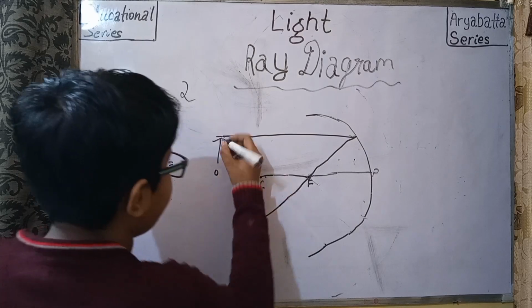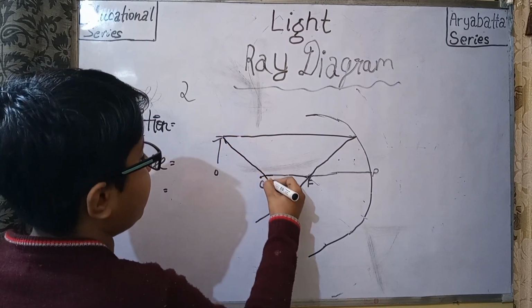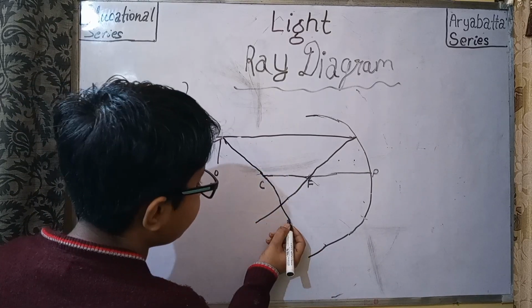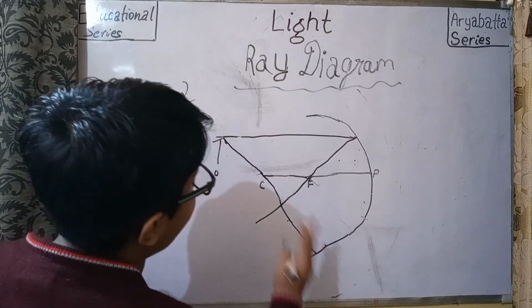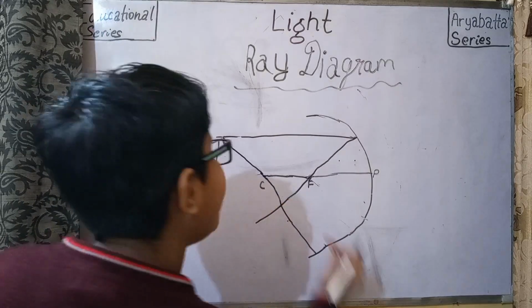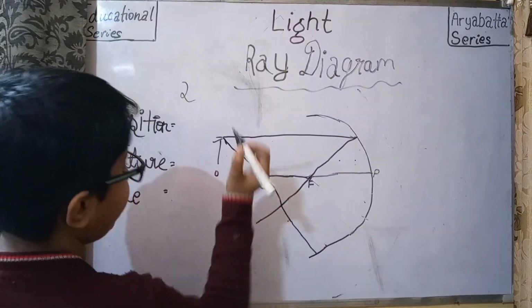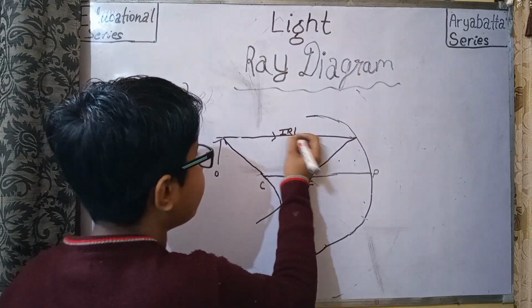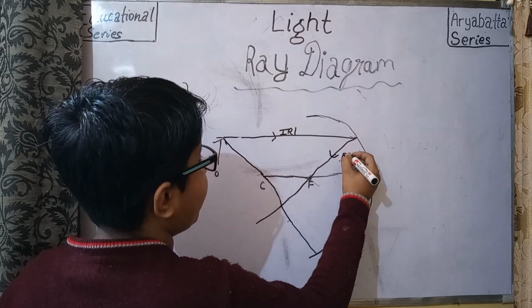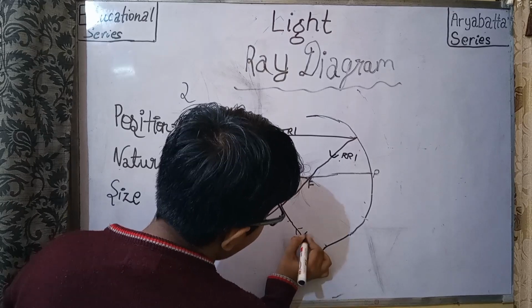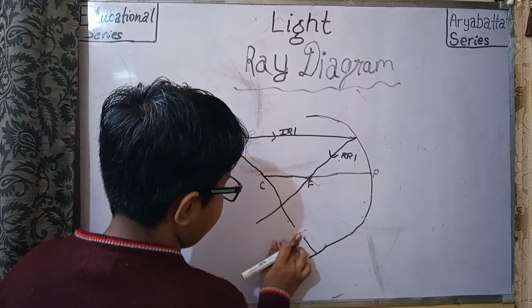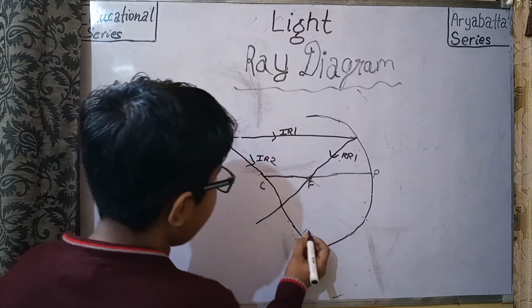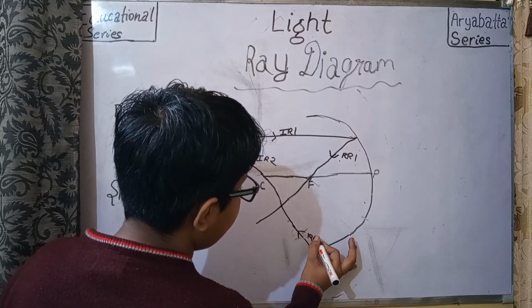And now another light beam passes through the center of curvature. Center of curvature is here. As we studied earlier, when a light ray passes through the center of curvature, it retraces the same path. So what are the rays? Incident ray 1, reflected ray 1, incident ray 2, and the same reflected ray 2.